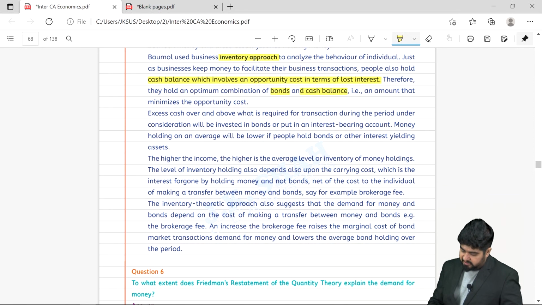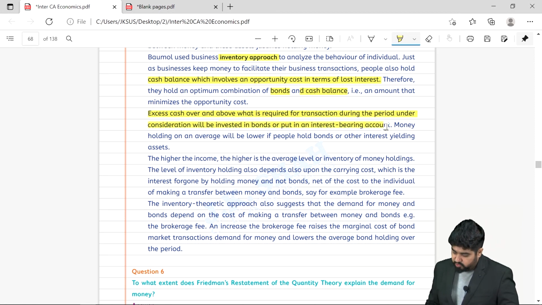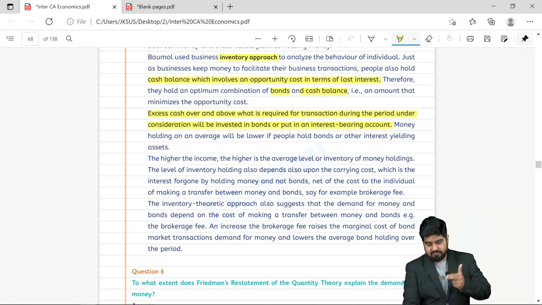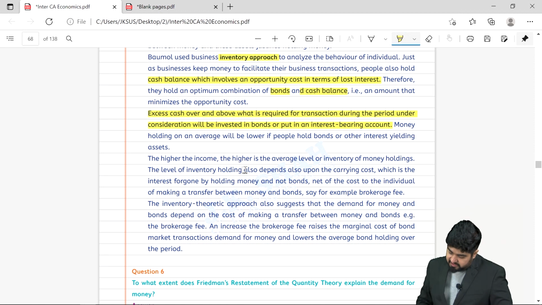Now see this very carefully. Excess cash over and above what is required for transactions during the period will be considered for investment and put in an interest bearing account. Money holding on average will be lower if people hold bonds or interest yielding assets. This is quite simple. If you are investing in bonds, the liquid cash that you have will be less. Higher the income, higher is the average level of inventory or money holdings. That means rich people will have more money holding.